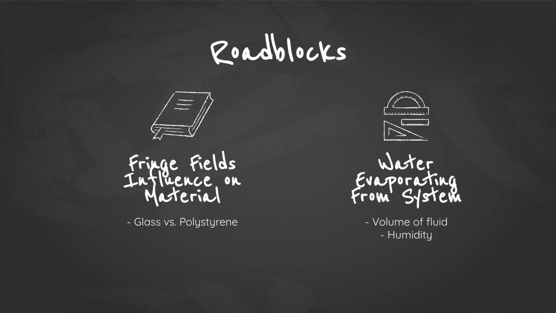Moving forward, there are also some roadblocks that we took into consideration. I did mention this in the previous slide: fringe field's influence on material. For instance, we were talking about glass versus polystyrene. Glass has a higher dielectric constant than polystyrene, which means if fringe fields are going through glass, it would highly influence the results of the capacitors, which means our calculations for our capacitance will be incorrect. That's why we also took polystyrene into consideration.